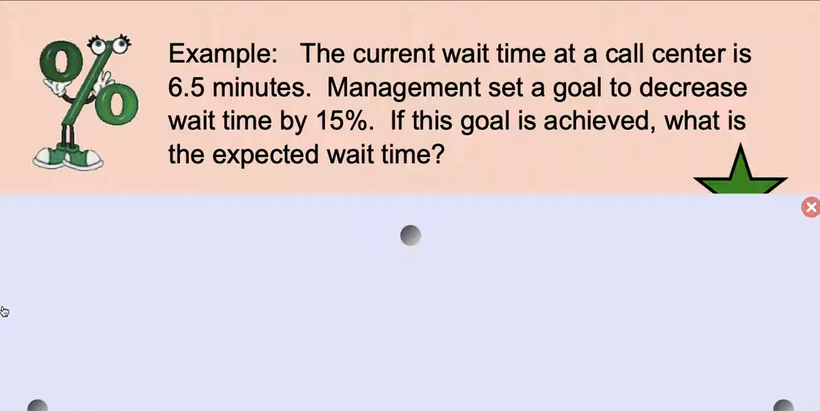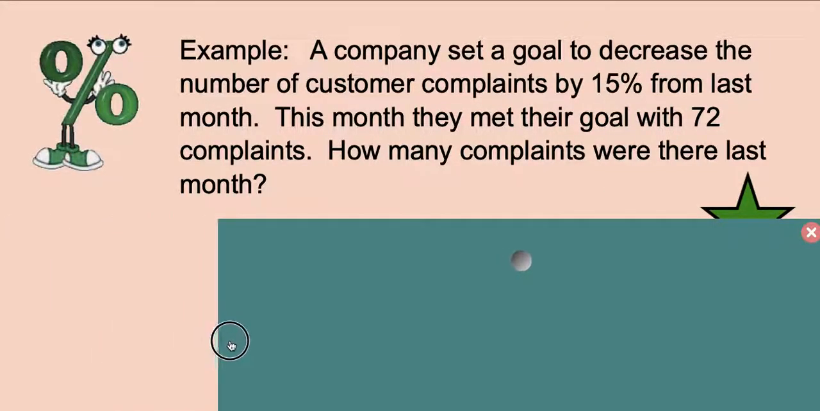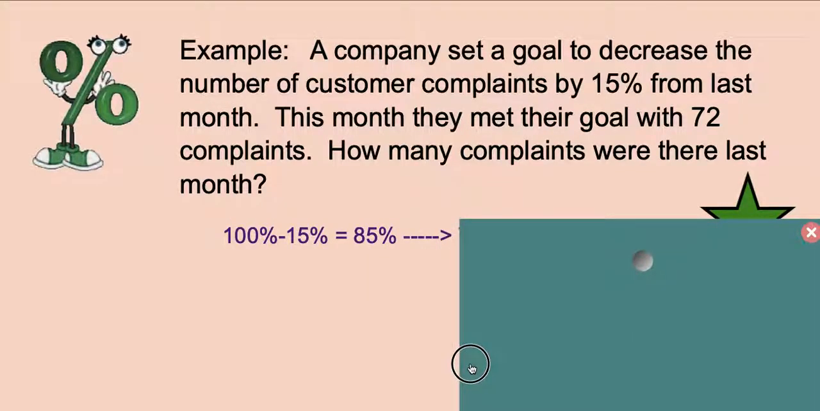The current wait time at a call center is 6.5 minutes. You know what? Let's do this one. I'm going to skip that one. A company sets a goal to decrease their customer complaints by 15%, and they met their goal with 72. Okay, so let's start with our percent. 100% minus 15, because this is a decrease, is 85%.